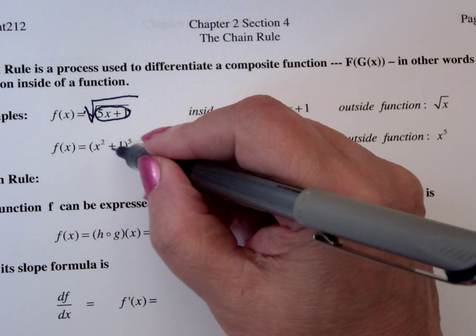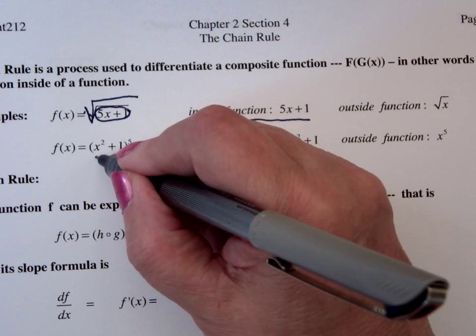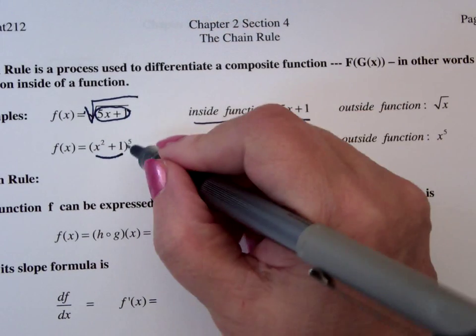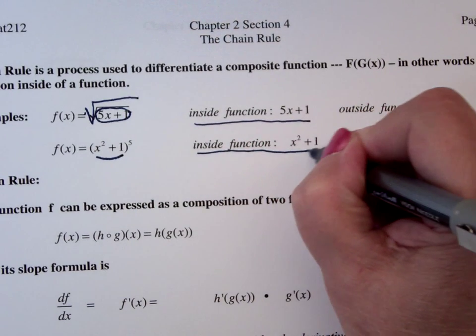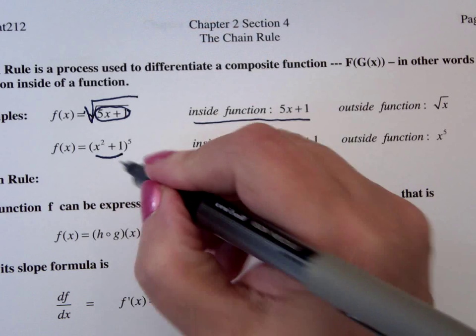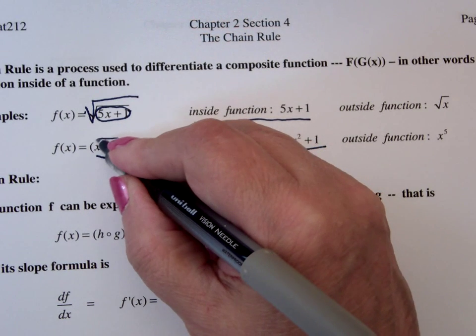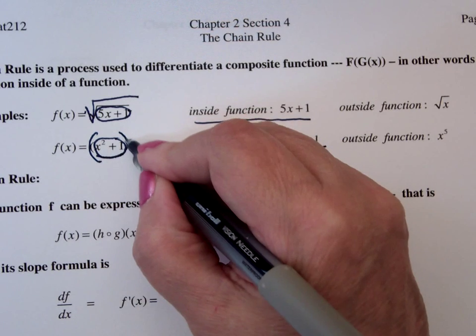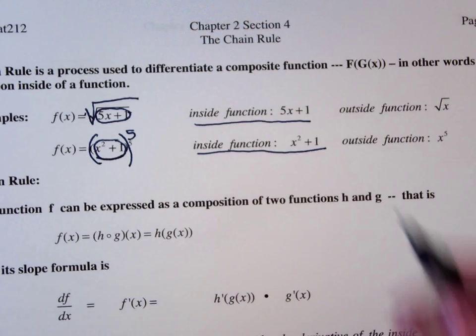If I were to look at x squared plus 1 to the fifth, I notice that, again, I have an inside function. The inside function is x squared plus 1. And the outside function is this guy raised to the fifth power.